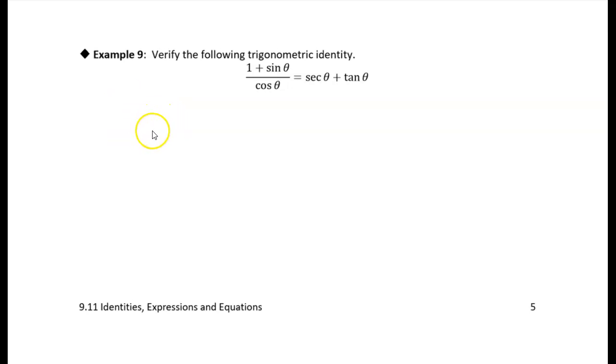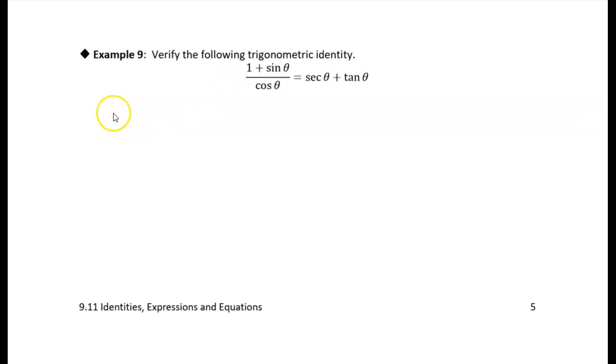First of all, I'm going to do this two different ways because I could really start on either side here. There's no clear winner as far as which one's more complicated. But first I'm just going to start with the left-hand side. I've got this whole thing, 1 plus sine over cosine. I can see I have a secant and a tangent on the other side. So what if I just divided the whole numerator by cosine?